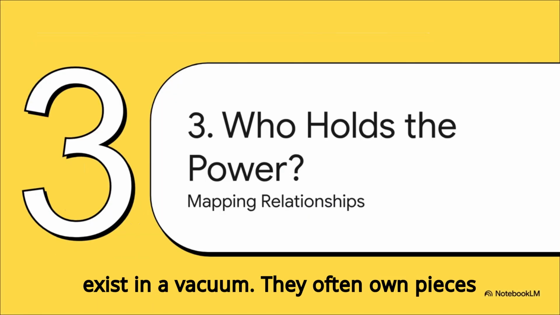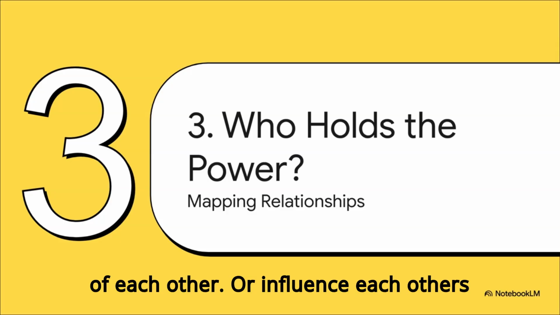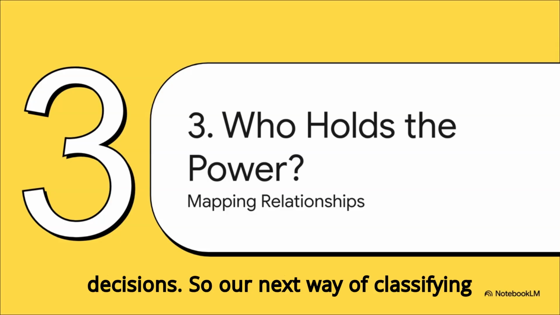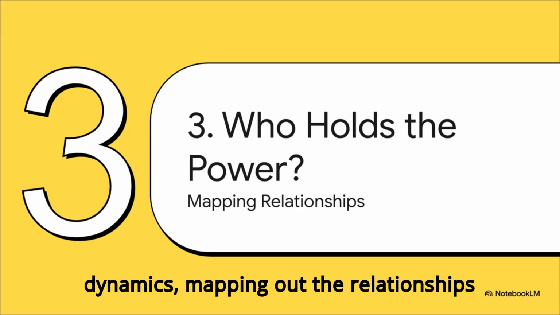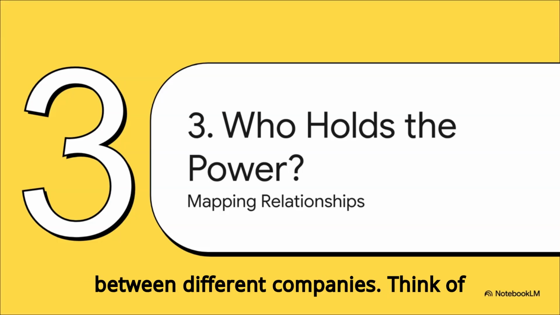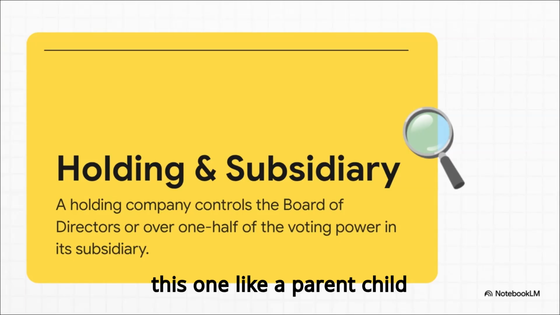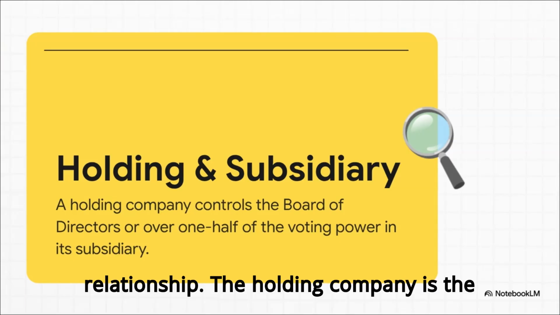Companies don't exist in a vacuum. They often own pieces of each other or influence each other's decisions. So our next way of classifying them is by looking at these power dynamics, mapping out the relationships between different companies. Think of this one like a parent-child relationship. The holding company is the parent.